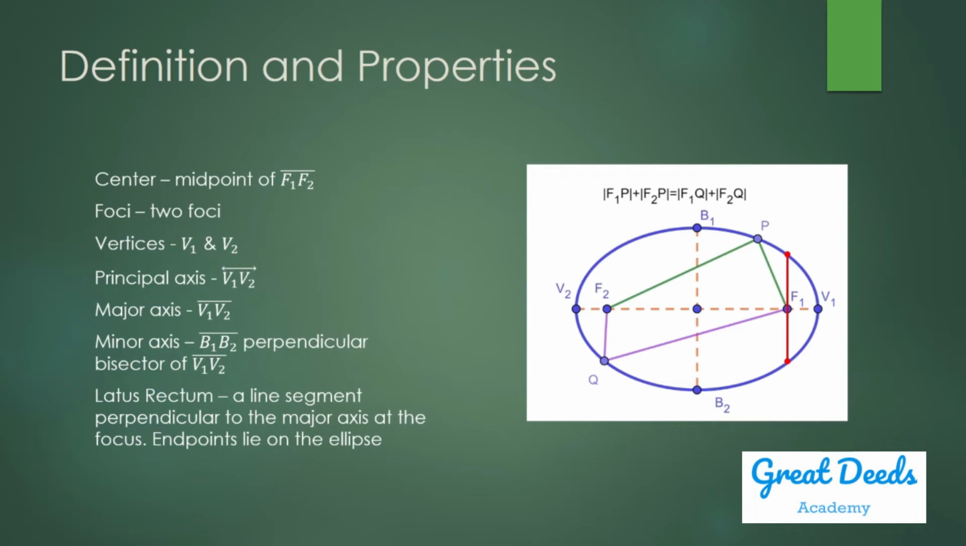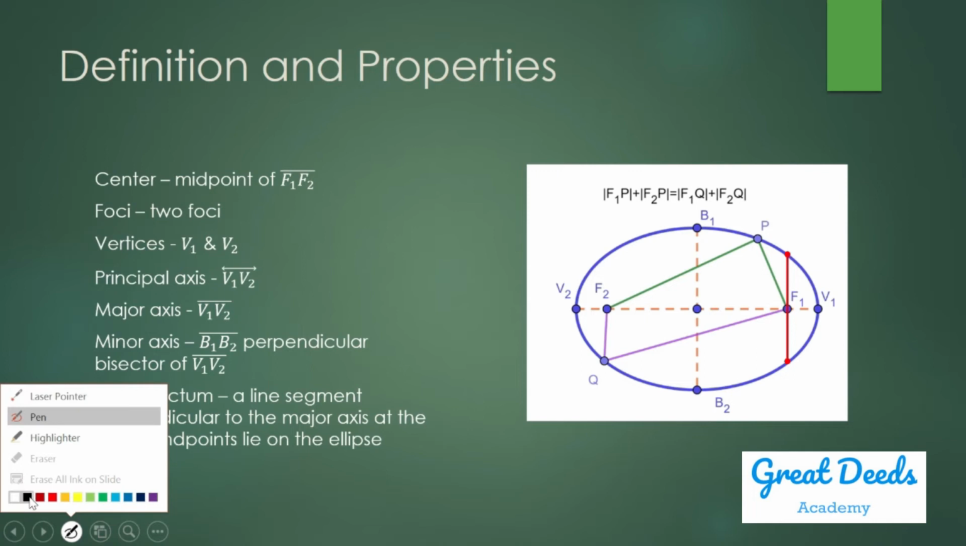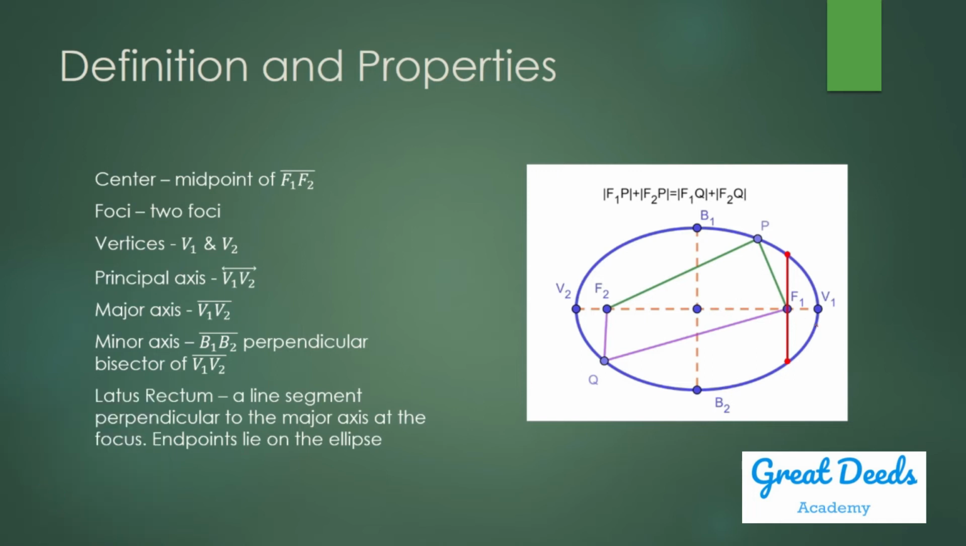Now, when we are sketching our ellipse, we will not pay attention to the latus rectum. We will pay attention only to the vertices V1 and V2 and to the endpoints of your minor axis. And given those 4 points, we will trace a smooth ellipse.